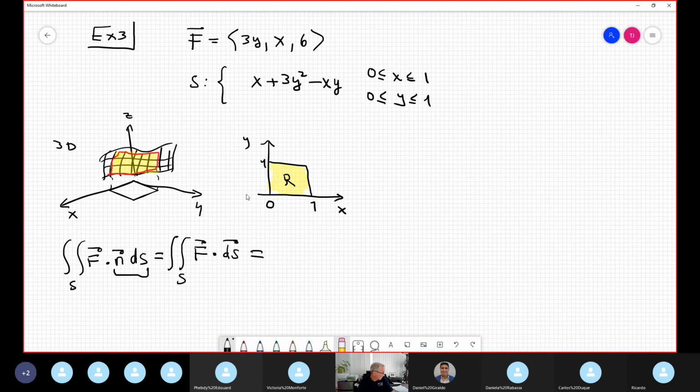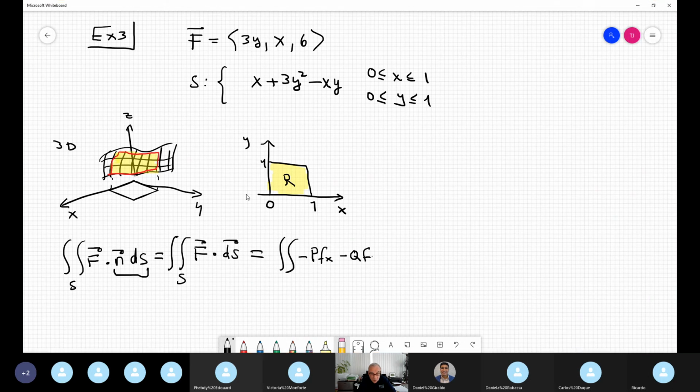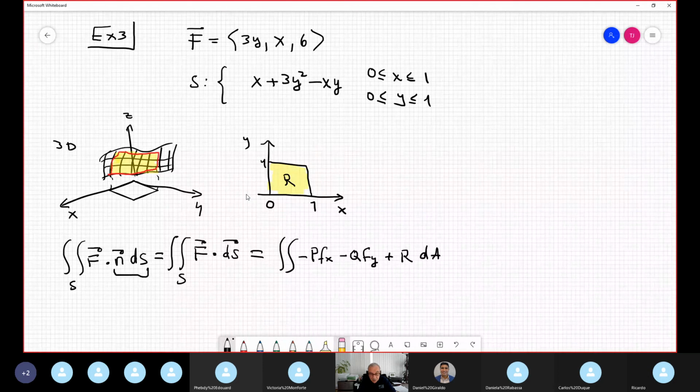But I know the formula. I know the magic formula. You transform it to the double integral of minus P fx minus Q fy plus R dA. I put dA because in this case it's a square, so I suppose you can do the double integral, integrating in this direction and then in this direction.